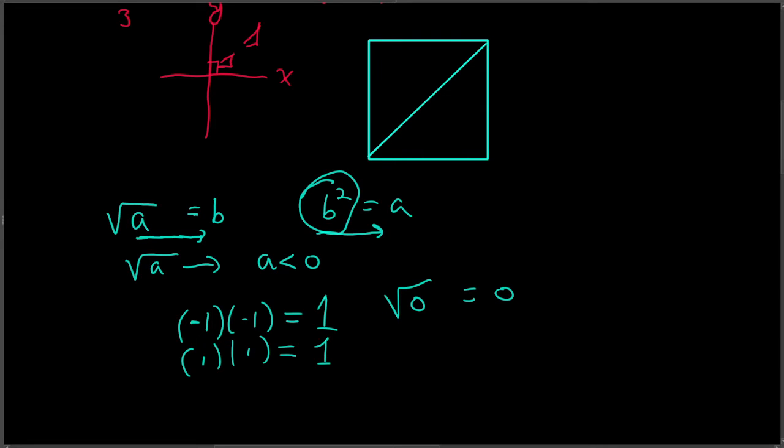So let's look at some square roots. The square root of 81. So I need some number times itself equals 81. Well, for us, it's 9, because 9 times 9 equals 81.